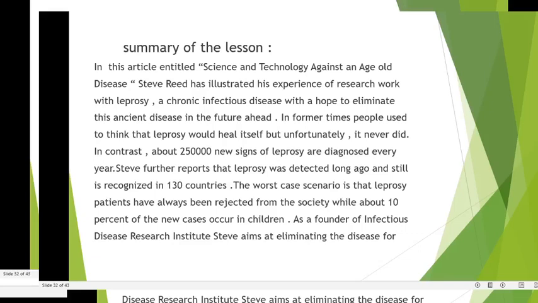Steve further reports that leprosy was detected long ago and still is recognized in 130 countries. The worst case scenario is that leprosy patients have always been rejected from the society, while about 10% of the new cases occur in children.